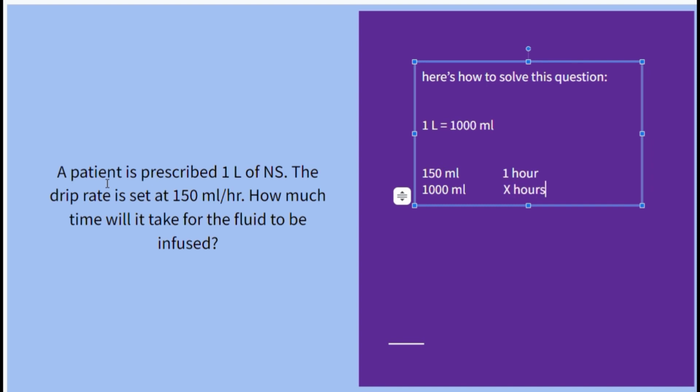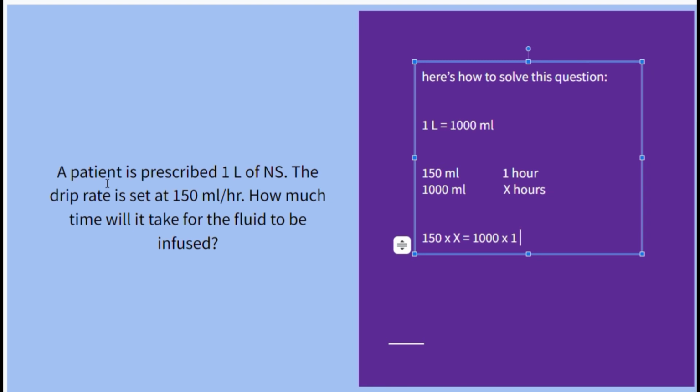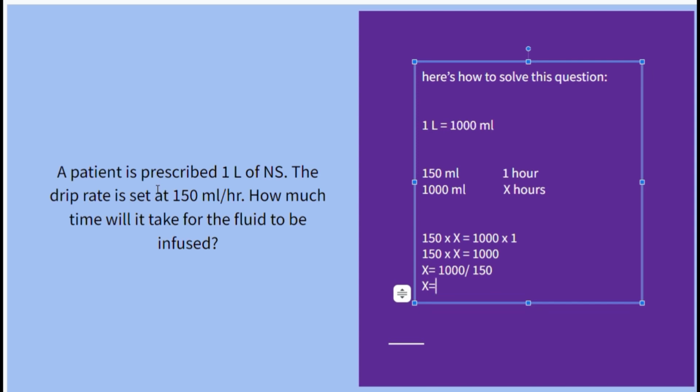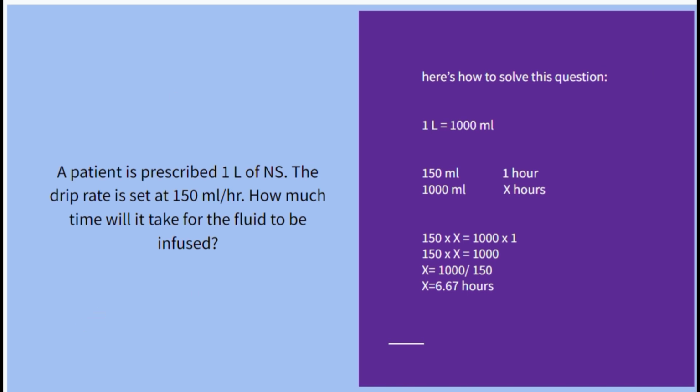X hours, right? So we cross multiply: 150 multiplied by X equals 1000 multiplied by 1. So 150 multiplied by X equals 1000. Then X stays alone, and 1000 gets divided by 150. X equals, let me use a calculator, 1000 divided by 150 is 6.66 or 6.67 hours. So close to 7 hours, I would say, to be specific. A little bit more than 6.5 hours. Okay, so that's how you solve this question.